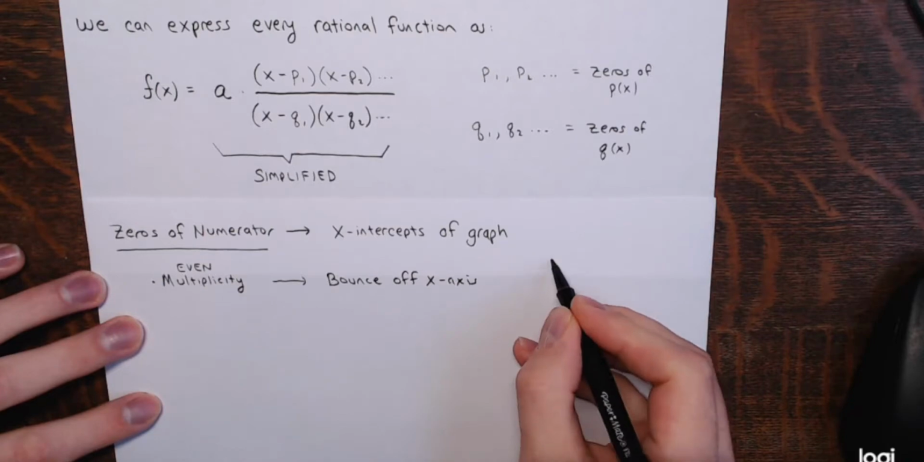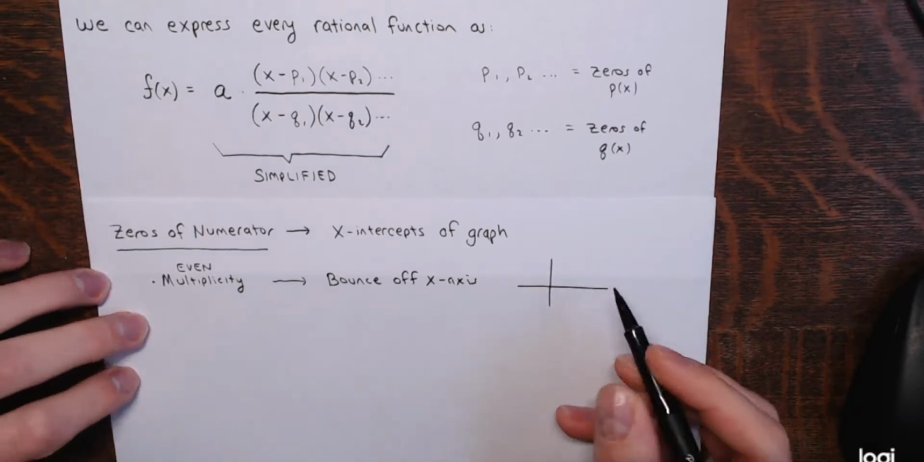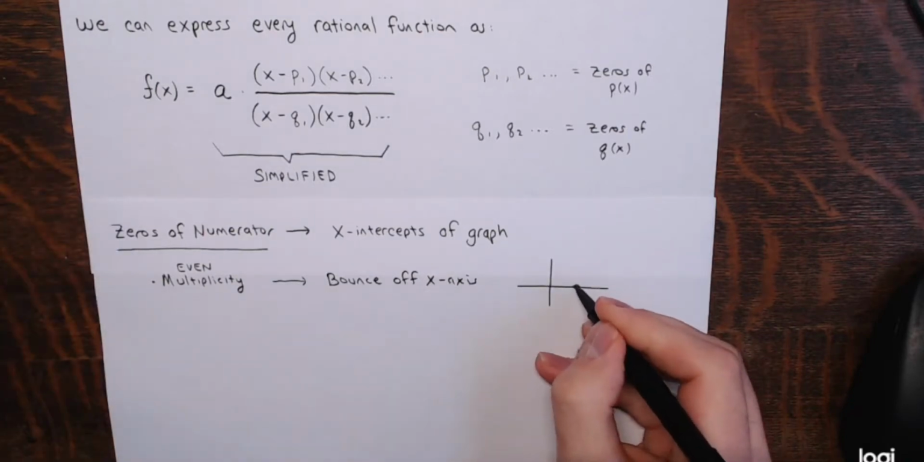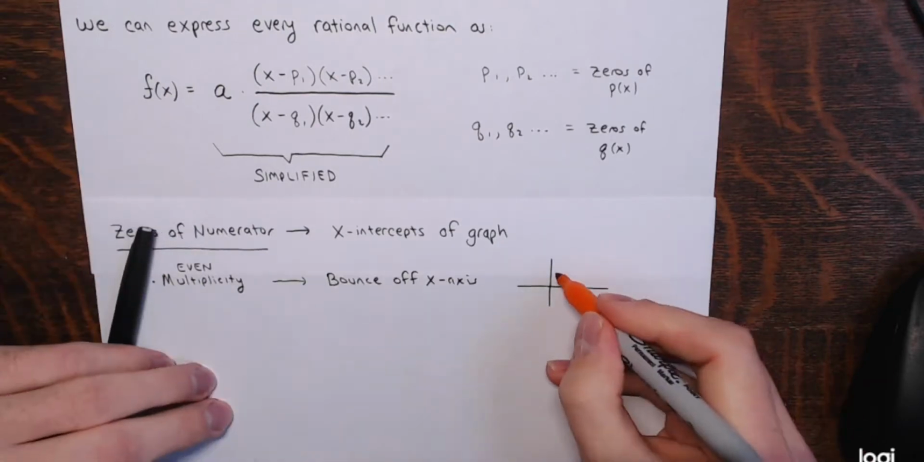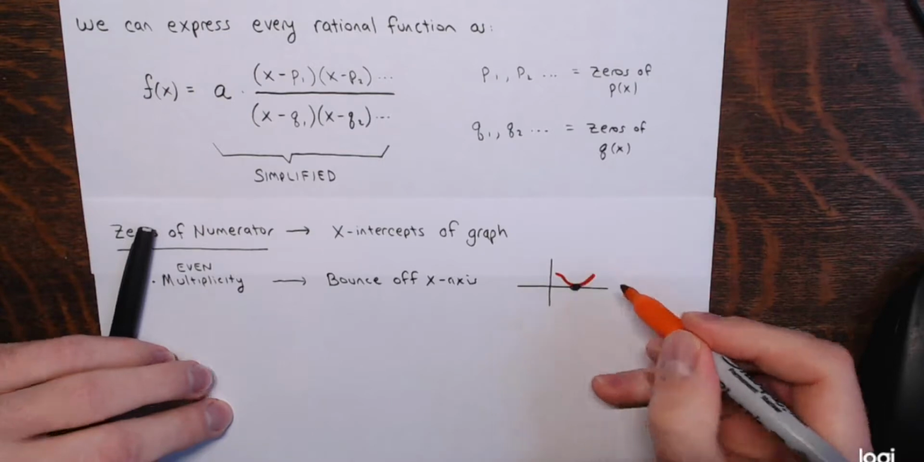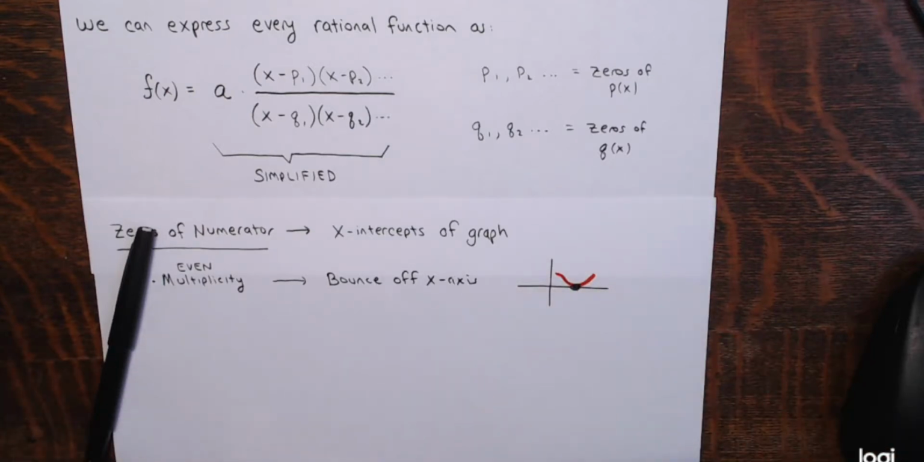So say here's the xy plane, here's the x-intercept. Remember, the graph's going to do something like this. It might be above it, it might be below it, but it'll come down, touch the x-axis, and then bounce off. Right? Stay on the same side of the x-axis.